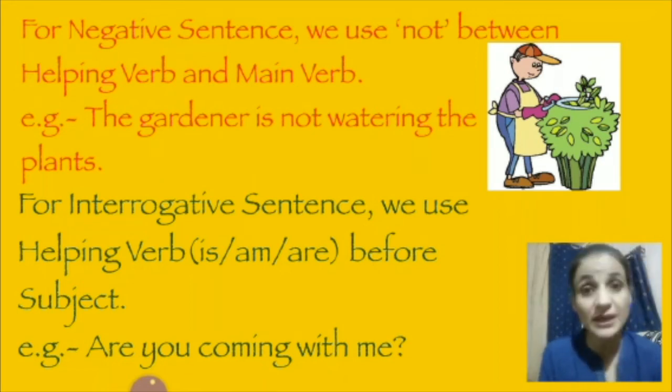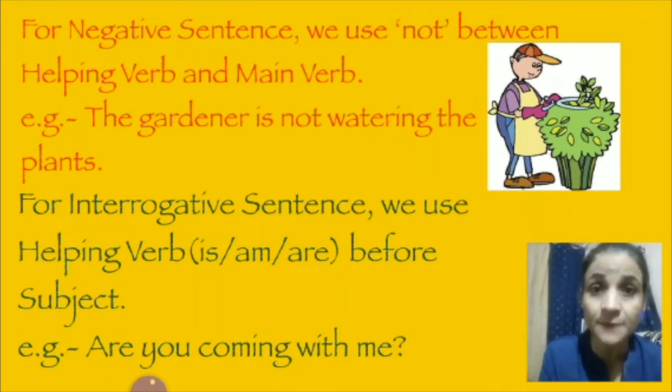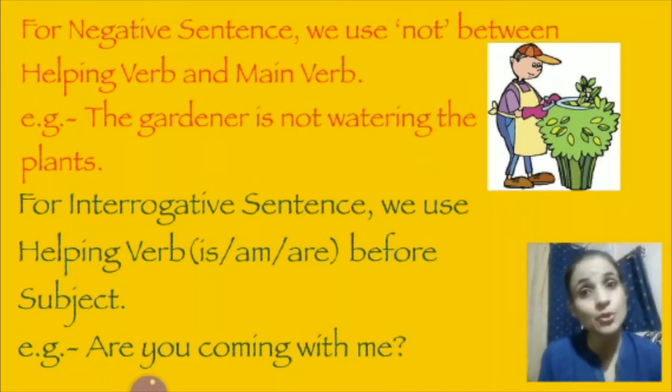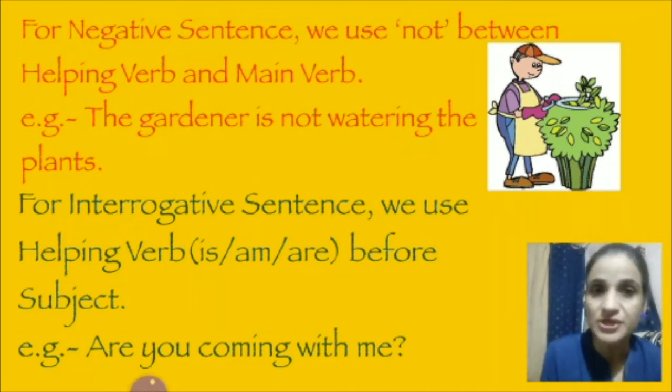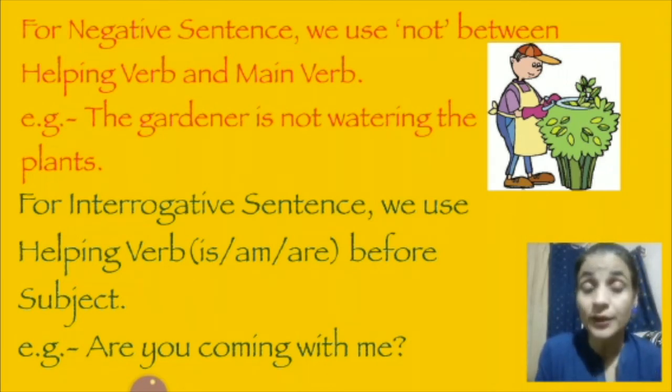And if we have to make the interrogative sentence, now I hope you have got an idea. The helping verb will be used before the subject and at the end of the sentence, a question mark. Are you coming with me? Are you playing with me? Is the gardener watering the plants? Something like that. And don't forget the use of the helping verb according to the subject.